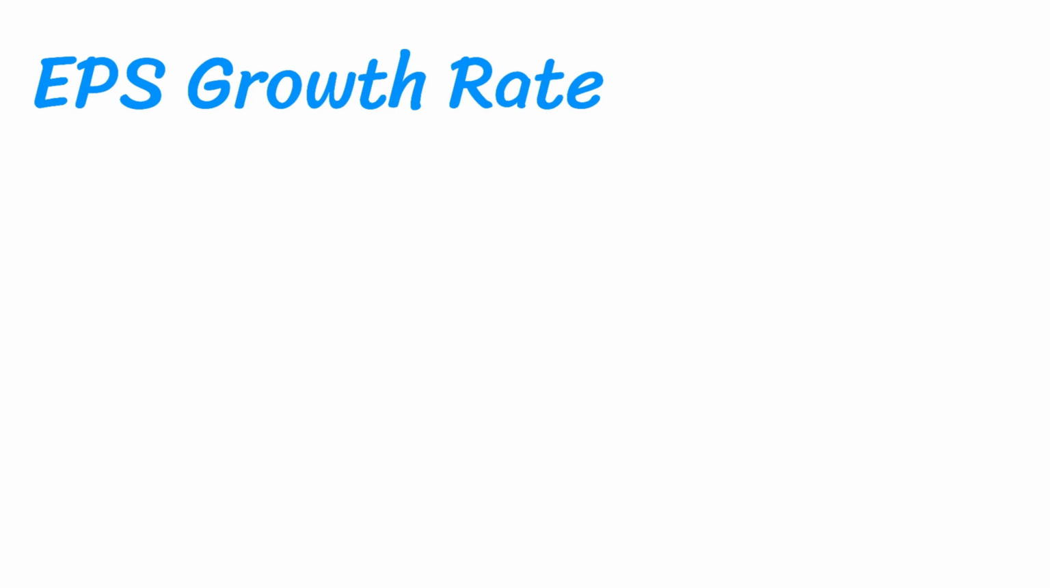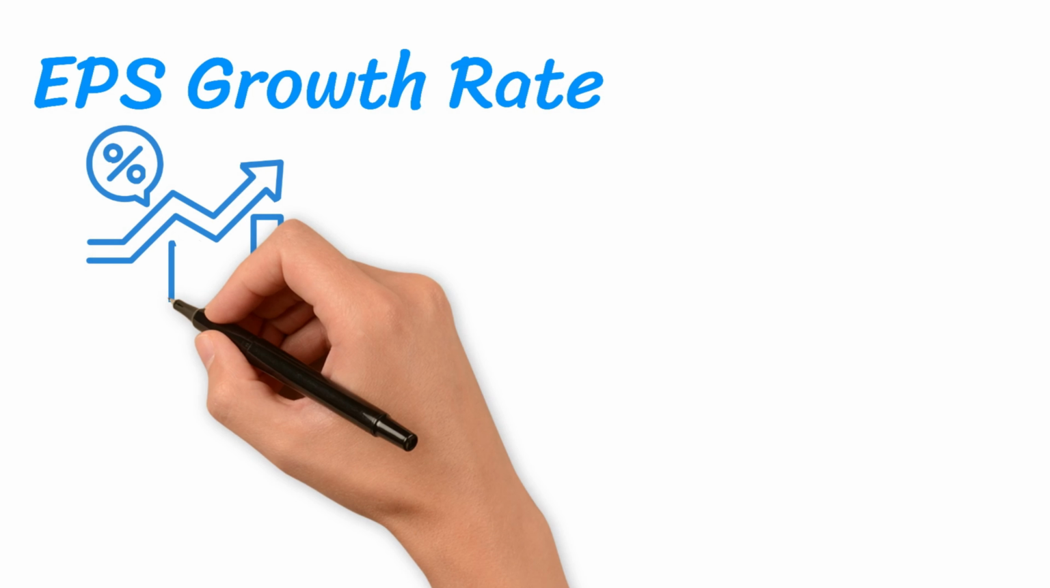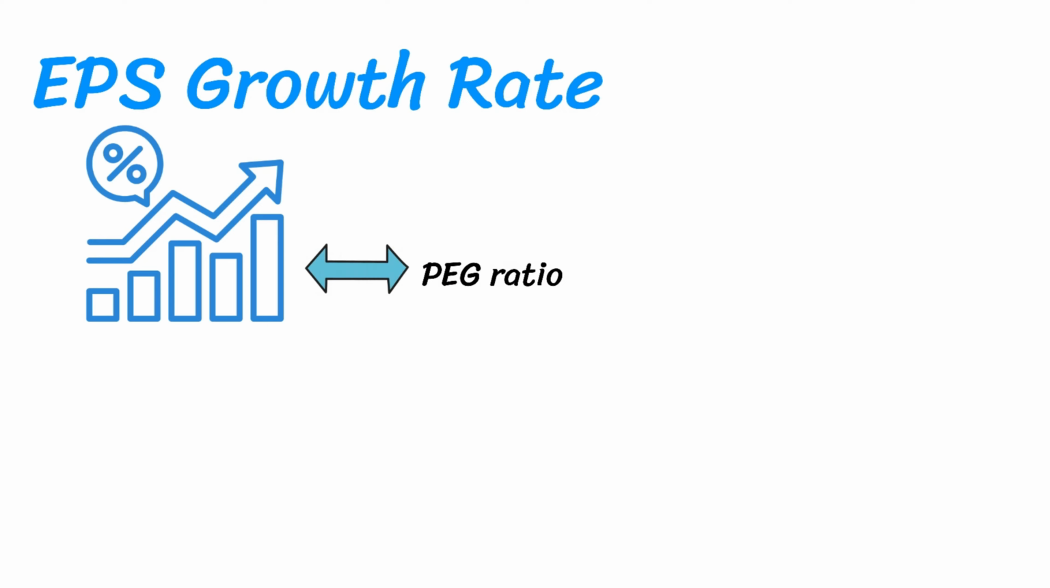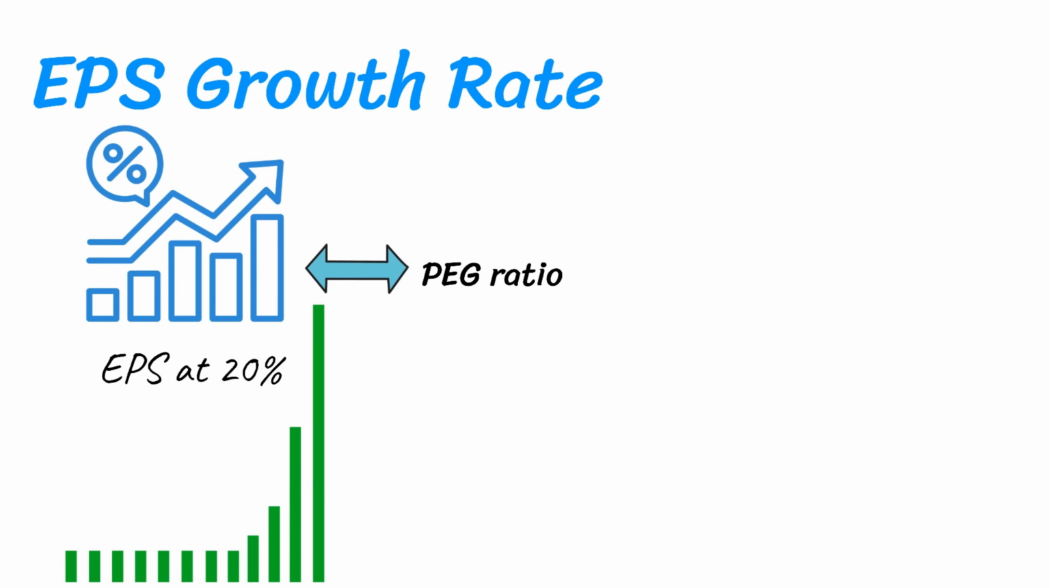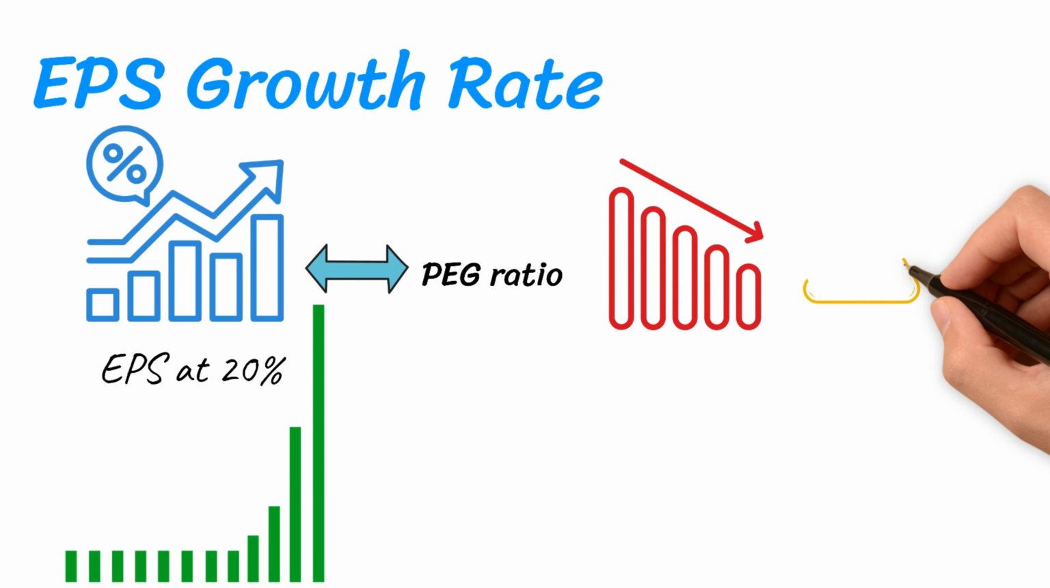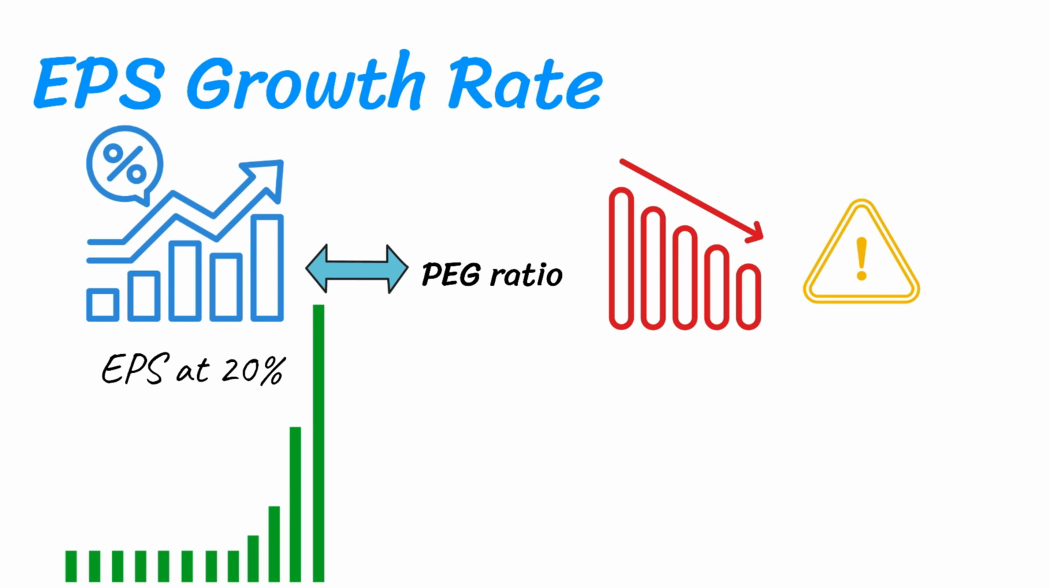EPS growth rate measures the percentage change in EPS year over year. This is one of the core inputs into the PEG ratio. A company growing EPS at 20% per year is compounding value quickly. A company with declining EPS, even if current EPS is positive, is moving in the wrong direction.